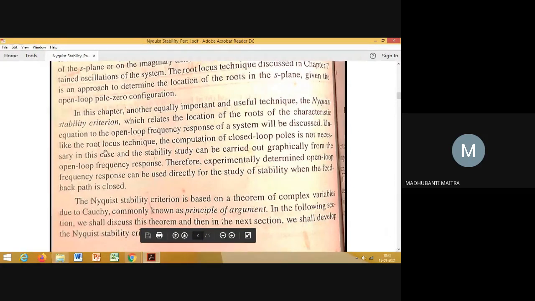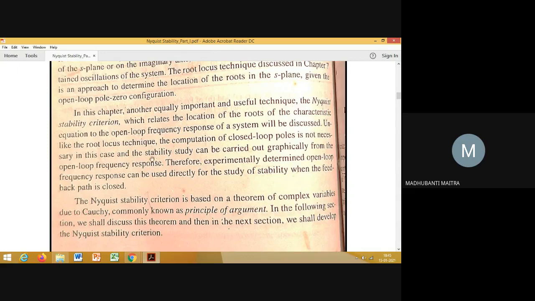So unlike the root locus technique, the computation of closed loop poles is not necessary in this case, and stability study can be carried out graphically from the open loop frequency response. Now the next line is equally important. Therefore, experimentally determined open loop frequency response can be used directly for the study of stability when the feedback path is closed. An open loop system means it doesn't have any feedback path.